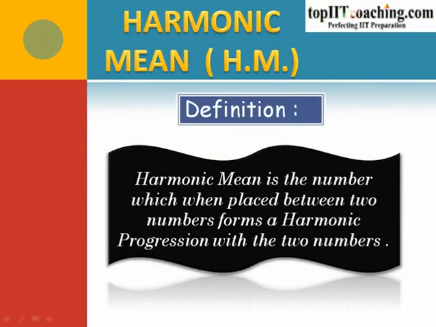Now let's look at the third mean, which is the harmonic mean. And what's the definition of this? Harmonic mean is the number which when placed between two numbers forms a harmonic progression with the two numbers. This is again very simple, and it says that harmonic mean is the number which when placed between two numbers forms a harmonic progression with the two numbers. Thus the three numbers together form a harmonic progression.